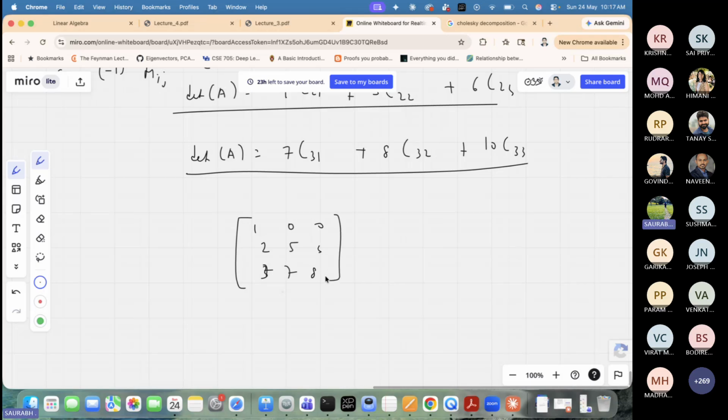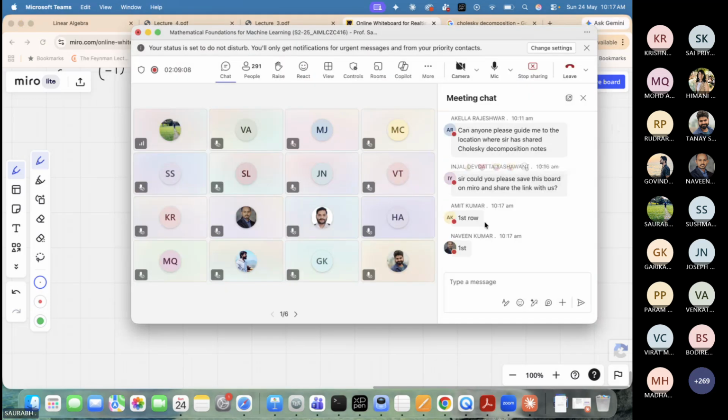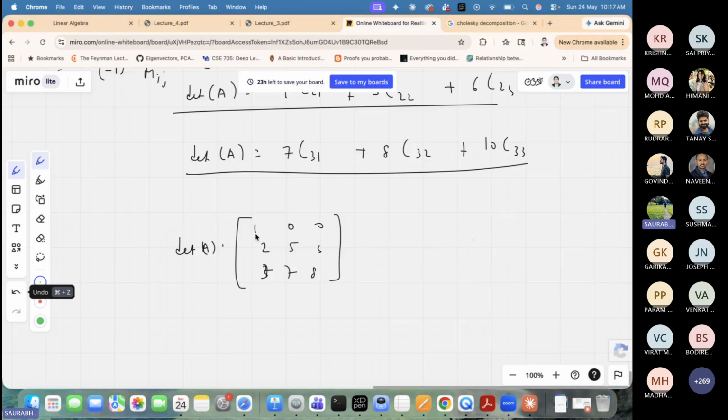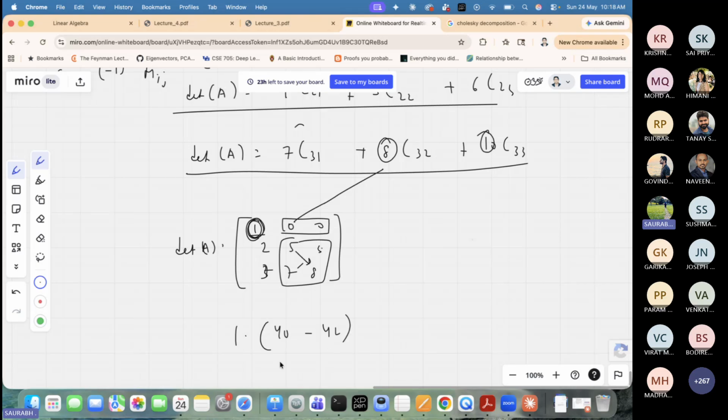1, 0, 0, 2, 5, 6, 3, 7, 8. Let's say that this is what it is. Now, if I ask you to find the determinant of matrix A, which row would you use to expand and why? The first, right? Because that's logical. You won't even have to worry about the second and third; these two would become zero. The only thing you'll have to do is compute the minor at this position, which would be 1 times 5 into 8 is 40, minus 7 into 6 is 42. Eventually it is minus 2, which is the determinant of the matrix.